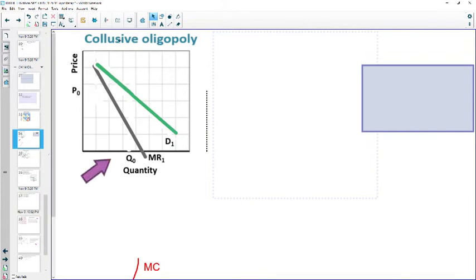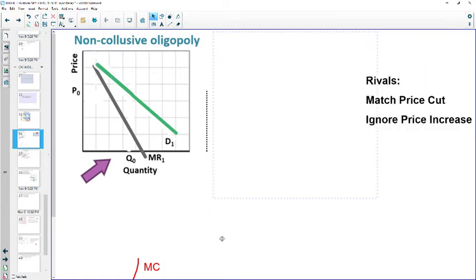But what happens if instead of a collusive oligopoly, we now have a non-collusive oligopoly, where all of a sudden one person says, I'm going to try and steal business? But what's going to happen is your rivals are going to ignore your price increase. Let me back up a little bit. Let me start over again. Okay.